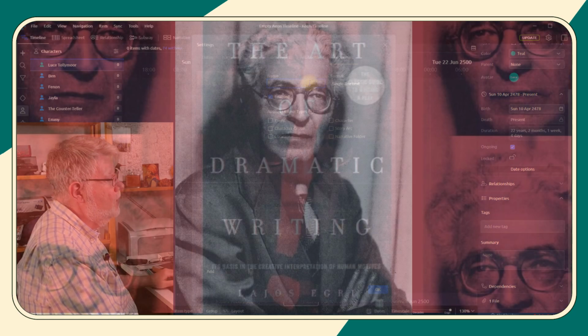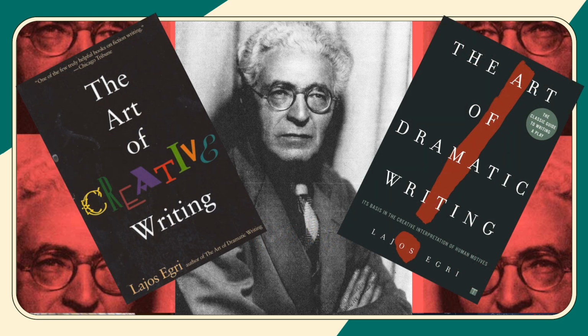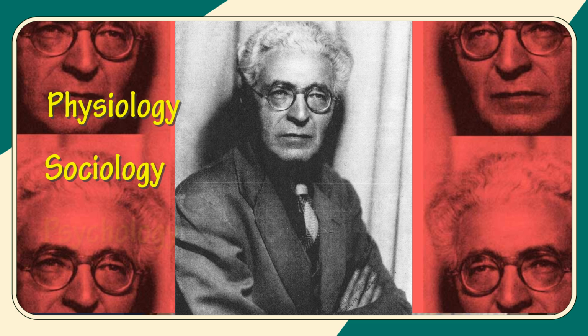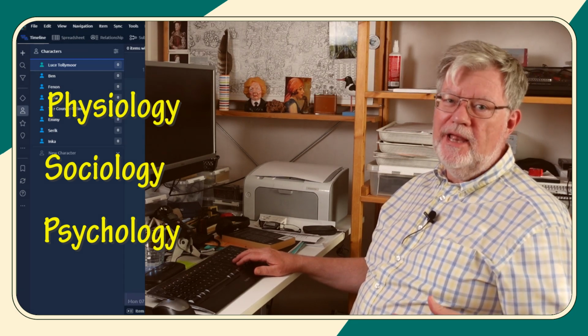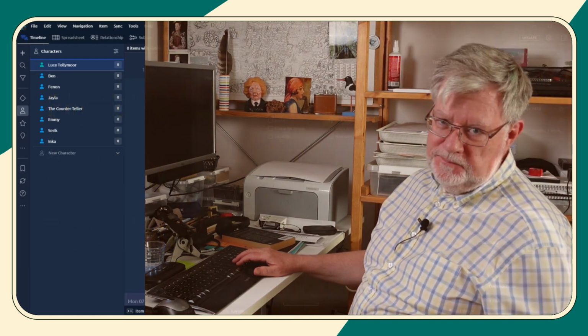I'm using Lajos Egri's template for my characters. In the middle of the 20th century in the USA, Egri was a dramatist, a scriptwriter, and the author of The Art of Creative Writing. He argued that for every character, a writer needs to think of them in terms of their physiology, how they look, their sociology, how they interact with other characters and their society, and their psychology, how they think of themselves, and perhaps the things about them that are hidden in their subconscious. It's a very mid-20th century perspective, but then I am almost a very mid-20th century man.